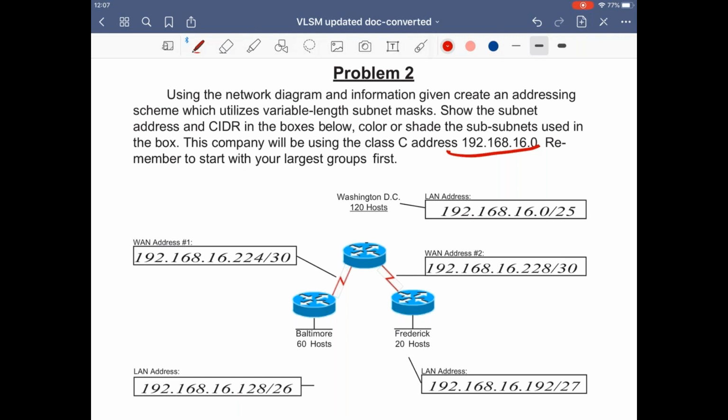For network 3, we need 20 hosts. So at least we need 5 host bits. Remaining 3 bits are on. So the valid IP address range starts from 192, and for the third network, the broadcast ID will be 223.